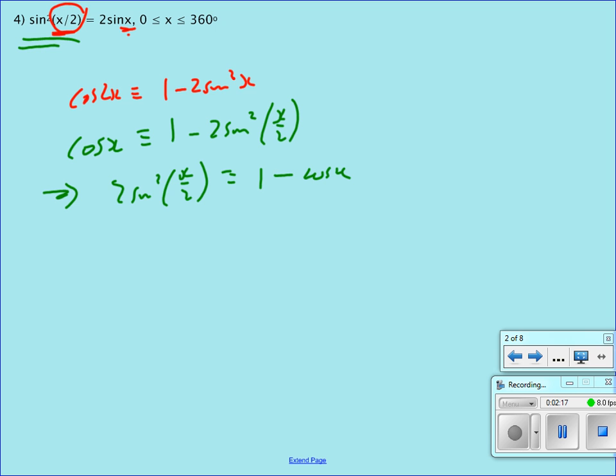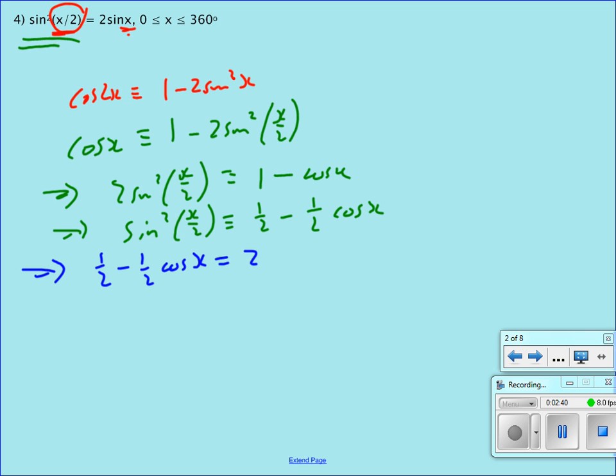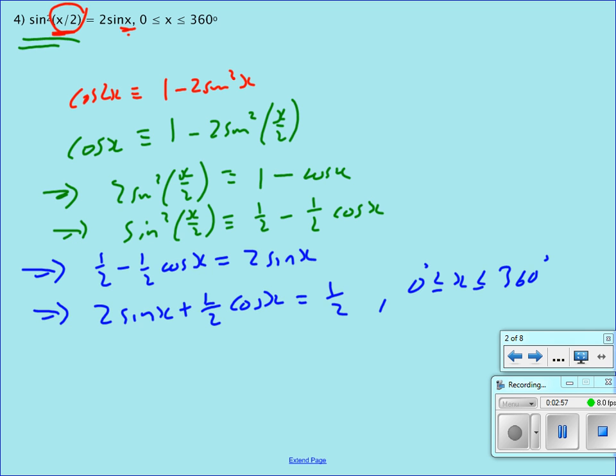Here I've got just sine squared x over 2, not 2 sine, so if I divide everything by 2, sine squared x over 2 is the same as a half minus a half cos x. Now I can plug this into my original problem. So sine squared x over 2 is actually a half minus a half cos x, equals 2 sine x. Put sines and coses on the same side, so I get 2 sine x plus a half cos x equals a half, between 0 and 360 degrees.